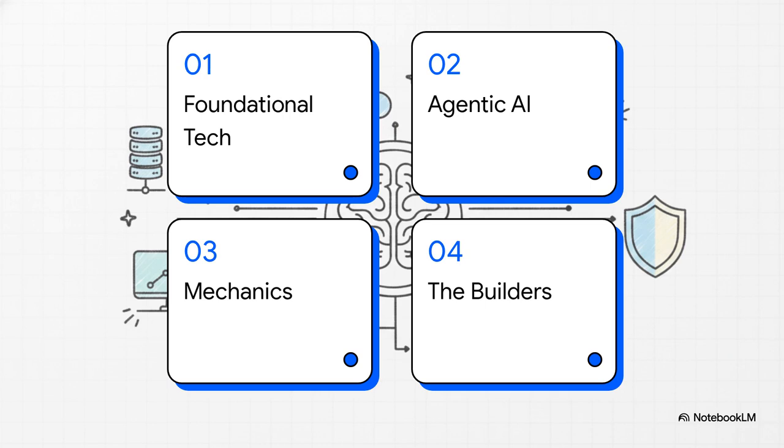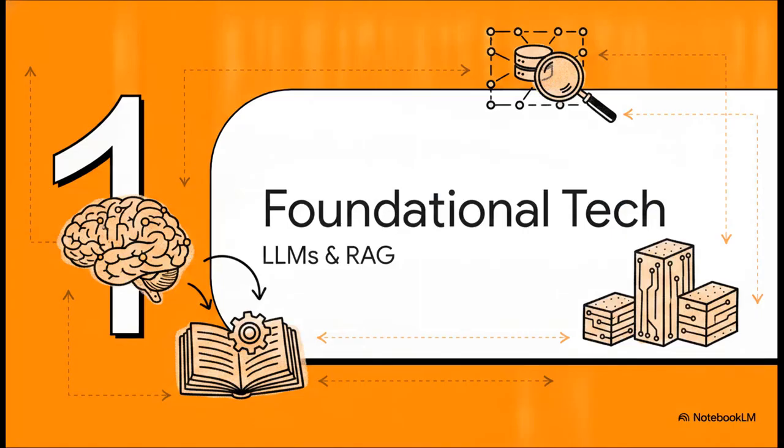So here is our agenda for today. 1. Foundational tech, which covers LLMs and RAG. 2. The future with agentic AI. 3. The mechanics of AI agents. And 4. The builders, where we compare AI and ML engineers. All right, Section 1, Foundational Tech, LLMs and RAG.